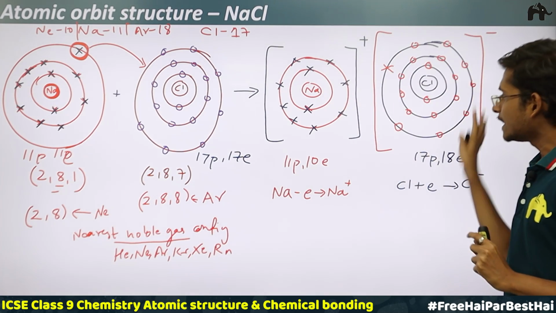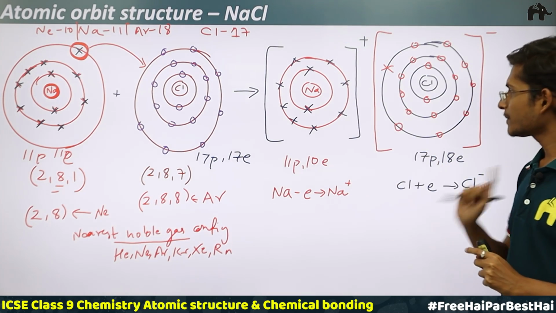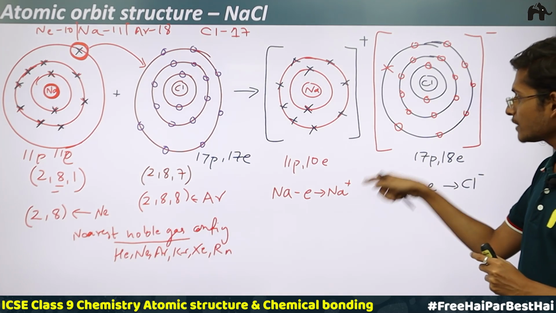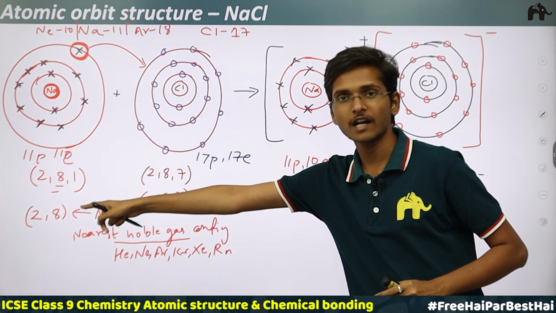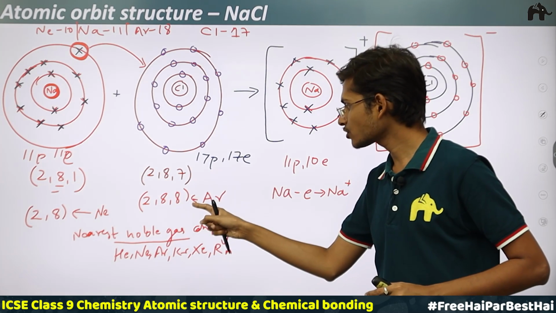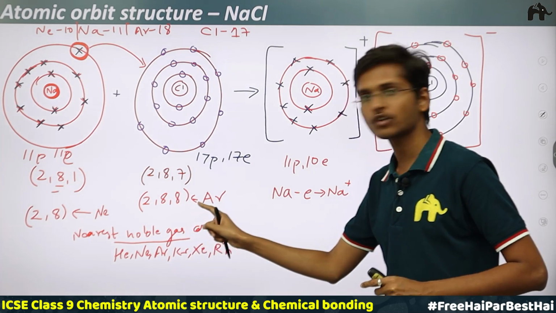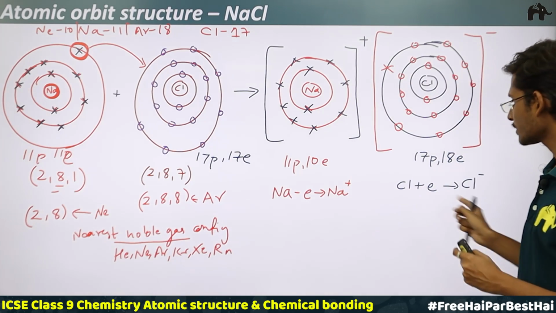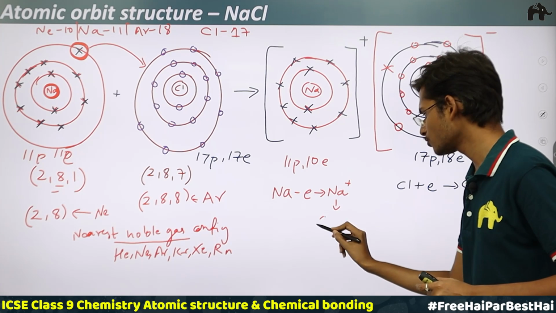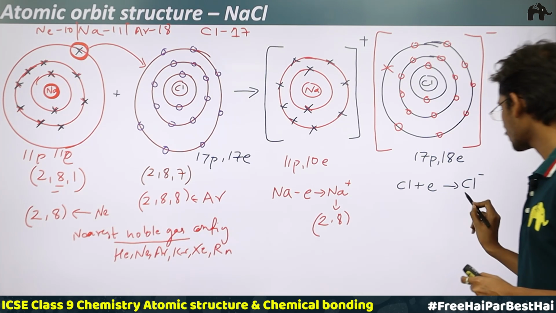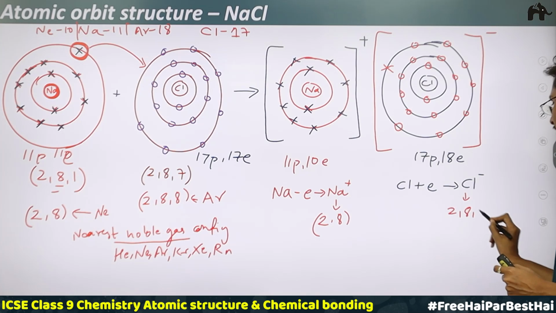Now this is the sodium ion, this is chloride ion. Sodium ion's electronic configuration is the same as that of neon, 2,8, after losing 1 electron. Chloride ion's electronic configuration is the same as that of argon, 2,8,8, after accepting 1 electron. So this thing is also clear. Or else I would just write it here, 2,8 electronic configuration, 2,8,8.